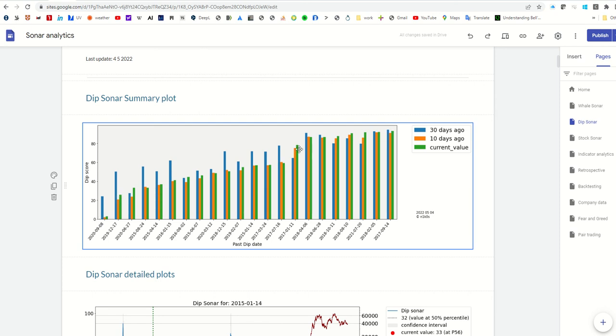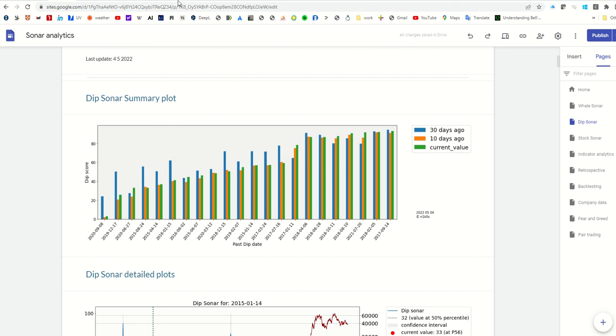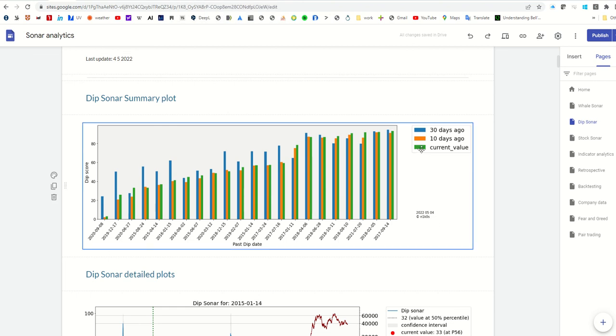With respect to all the other dips, we are far away from them, but we are very close to that one. And how do I see that? Because the current value, which is the green bar, is very small, and also 10 days ago, which is the orange bar, is also very small.